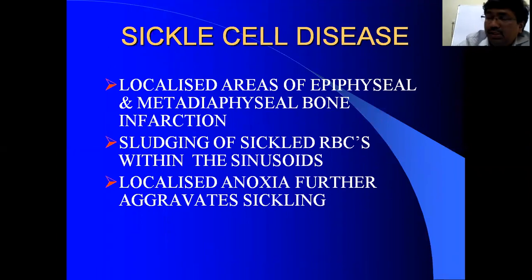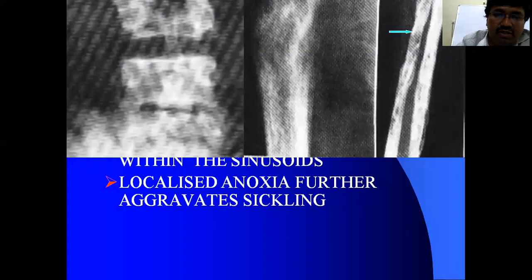Next is sickle cell disease. Sickling occurs in hypoxic conditions. So localized areas of epiphyseal and metaphyseal bone are prone to infarction. There is a sludging of these sickled RBCs within the sinusoids. That's the main pathology. Localized hypoxia or anoxia will occur because of the sludging of the RBCs, and it will further aggravate the sickling. So it is a vicious cycle. The more sickling, the more avascular changes.